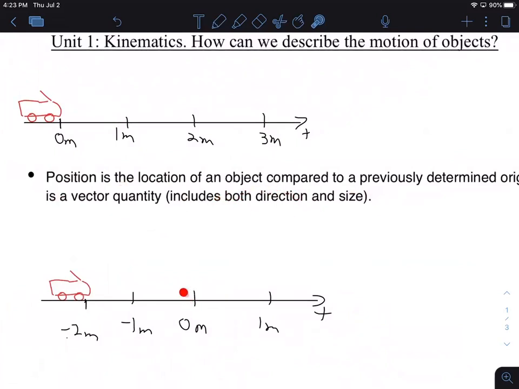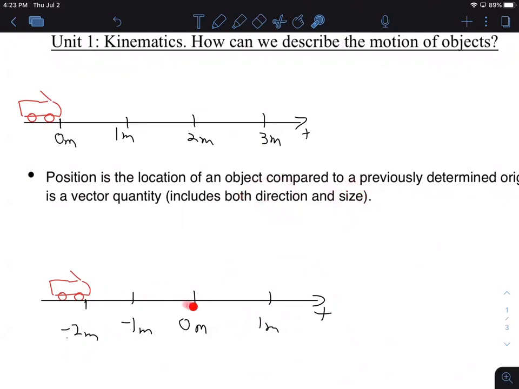So in this case, I would say my buggy is 2 meters. That's my size. That's how far, 2 meters in the negative direction. So negative 2 meters would mean over here. Positive 2 meters would mean somewhere over on the other side there. So when we're talking about position, we're giving both the distance, how far, and the direction, which way.